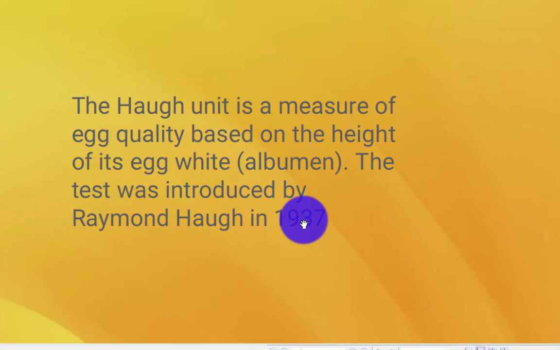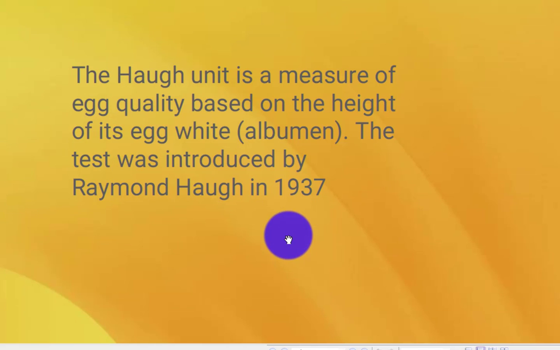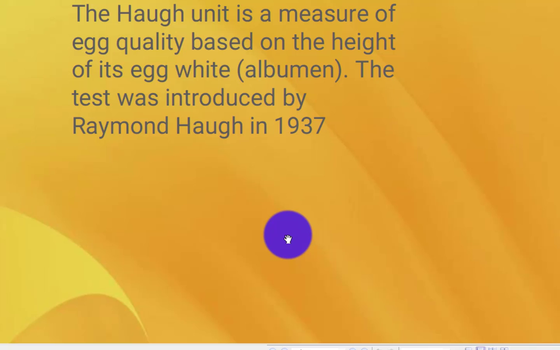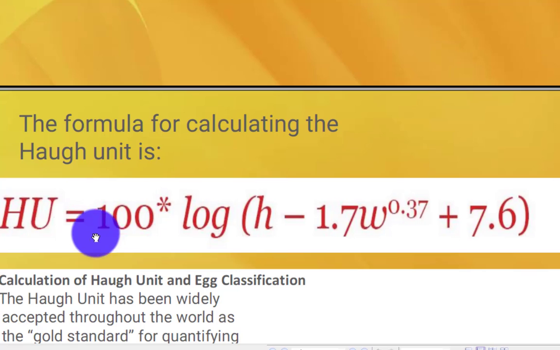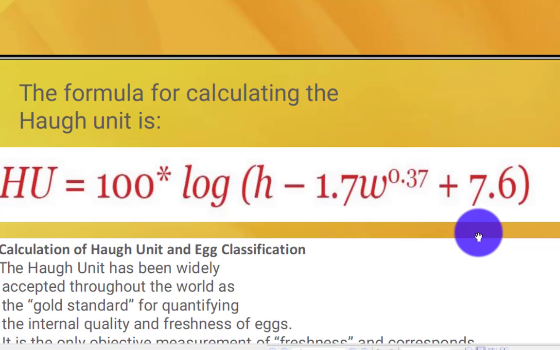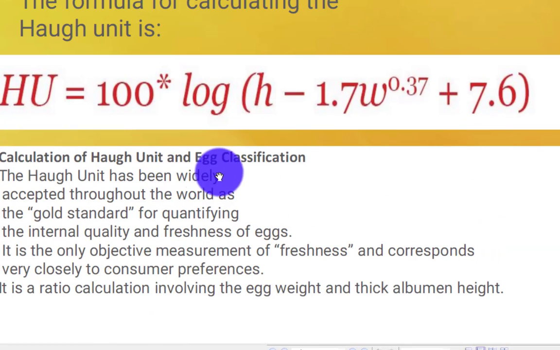The Haugh unit is a measure of egg quality based on the height of its egg white albumin. The test was introduced by Raymond Haugh in 1937. It's the gold standard for evaluating the internal quality of the egg. The formula, as you see: Haugh unit = 100 multiplied by log of (H minus 1.4 W raised to the power 0.37 plus 7.6). Calculation of the Haugh unit and the egg classification.